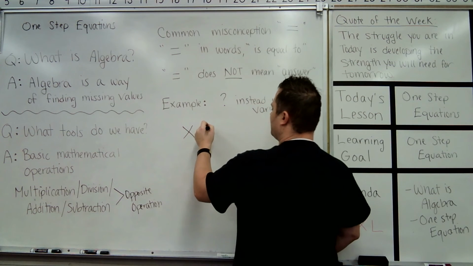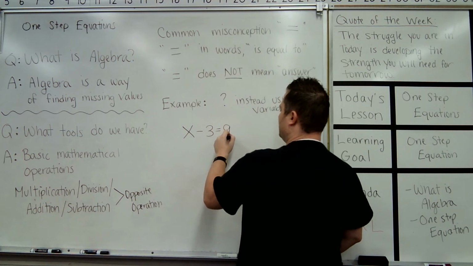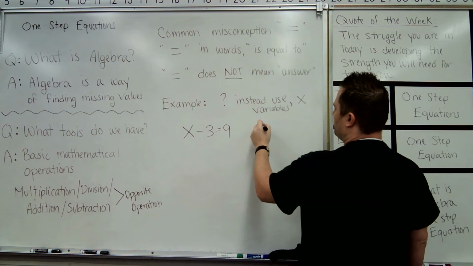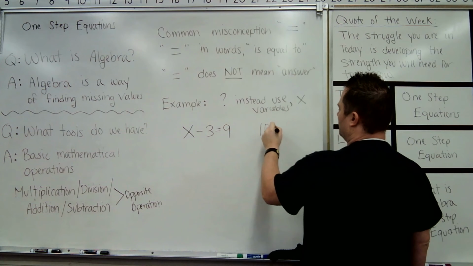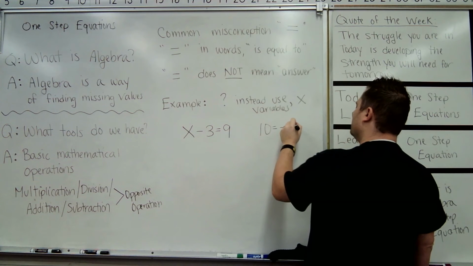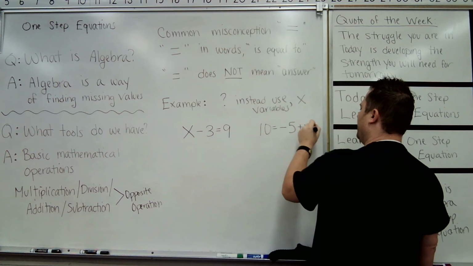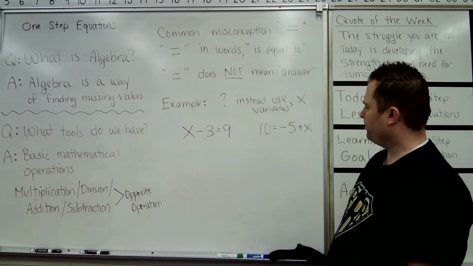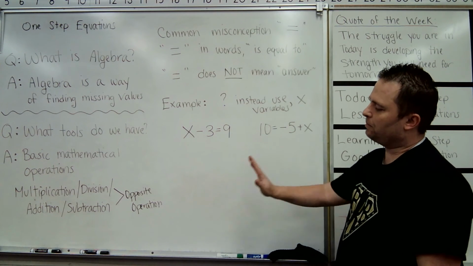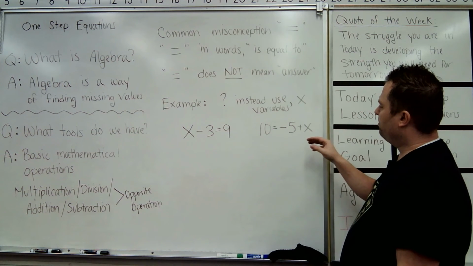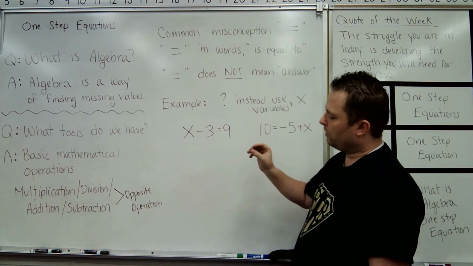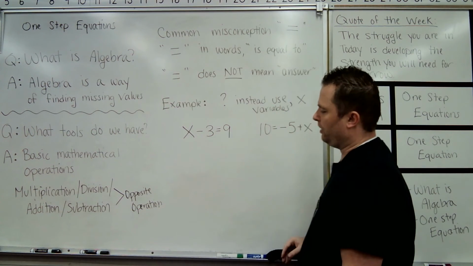x minus 3 equals 9. Or 10 equals negative 5 plus x. Okay? Now I say that we're going to use the subtraction method because that's going to be the thing that we're trying to focus on. We're trying to deal with the subtraction part.